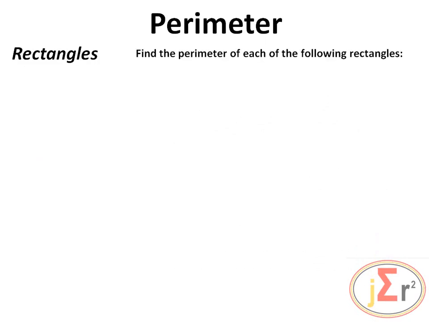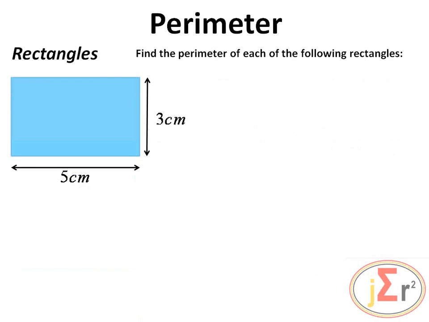Find the perimeter of each of the following rectangles. So perimeter is equal to 2 times all of length plus width, so length plus width in brackets. The length is 5, the width is 3, and we replace the length and the width in the formula. Of course 5 plus 3 is 8, and 2 times 8 is 16. The perimeter is 16 centimeters.